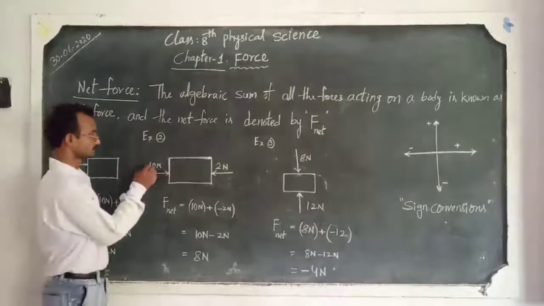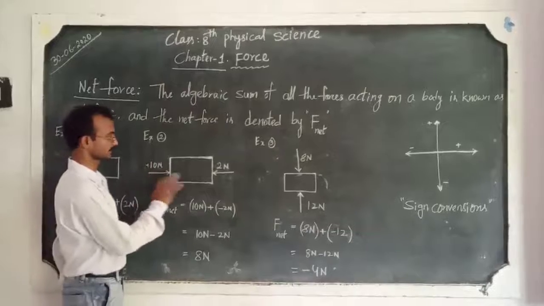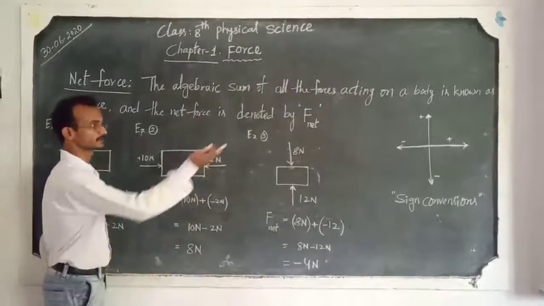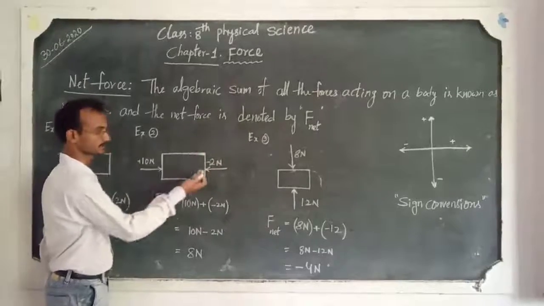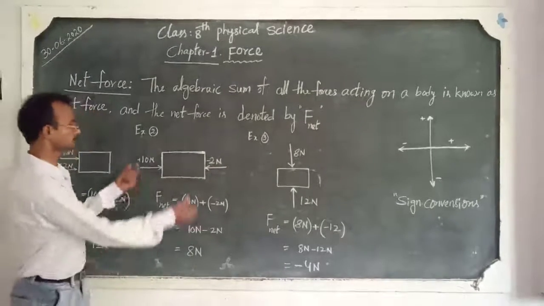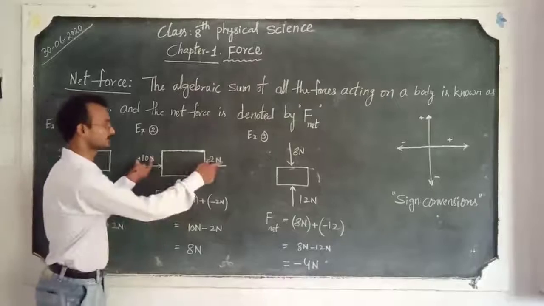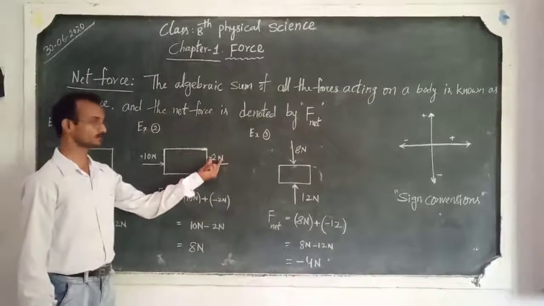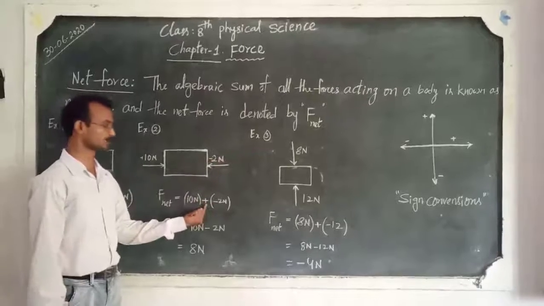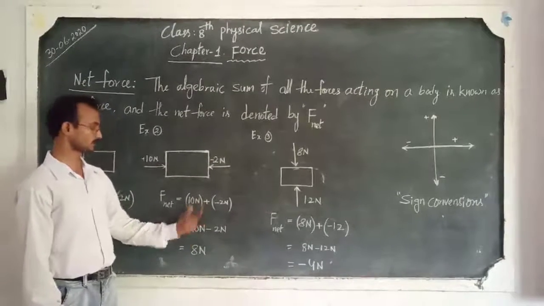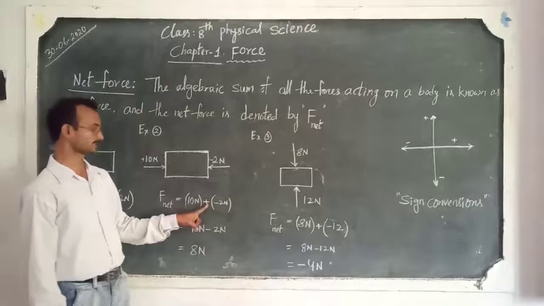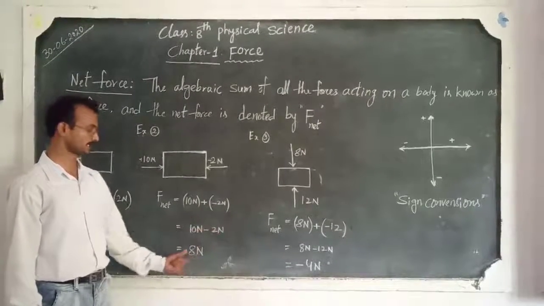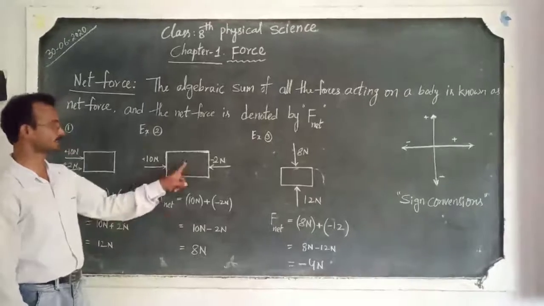Take 10 newtons as positive because it is acting in the right side direction. Take 2 newtons as negative, according to sign conventions, because it is acting towards the leftward direction. Now we have to join these two forces, 10 newtons of force and minus 2 newtons of force. So by joining this, 10 newtons plus minus 2 newtons, 10 minus 2, 8 newtons is the net force acting on the body.